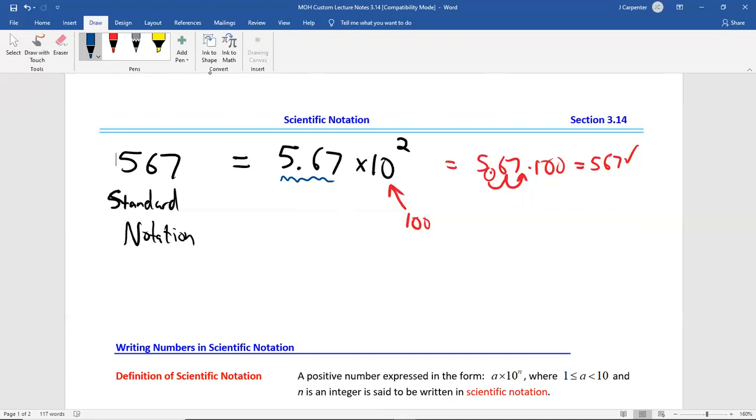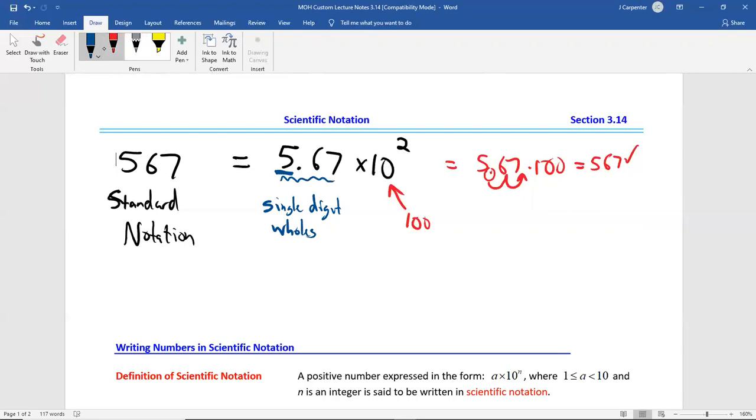It has to be a single digit in the wholes. In other words, this 5, it can't be 15. It can't be 56. It can't be 0.5. It has to have one single non-zero number in front of the decimal, which means it has to be between 1 and 10. Now, it can be 1, but it can't be 10 because that would give it an extra digit. So there's only a number in the ones place when we're in scientific notation. And then you can have however many numbers after that.